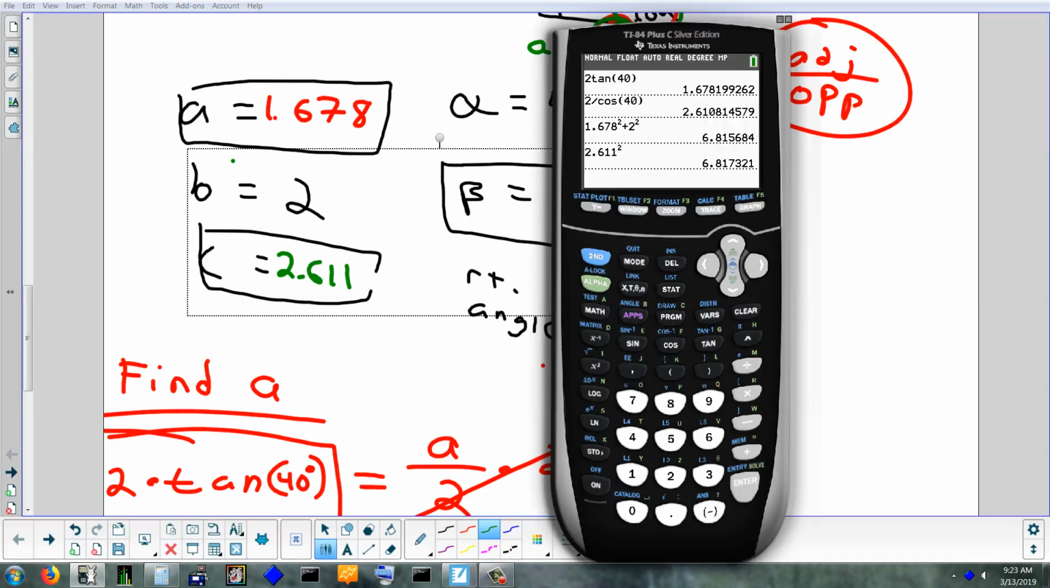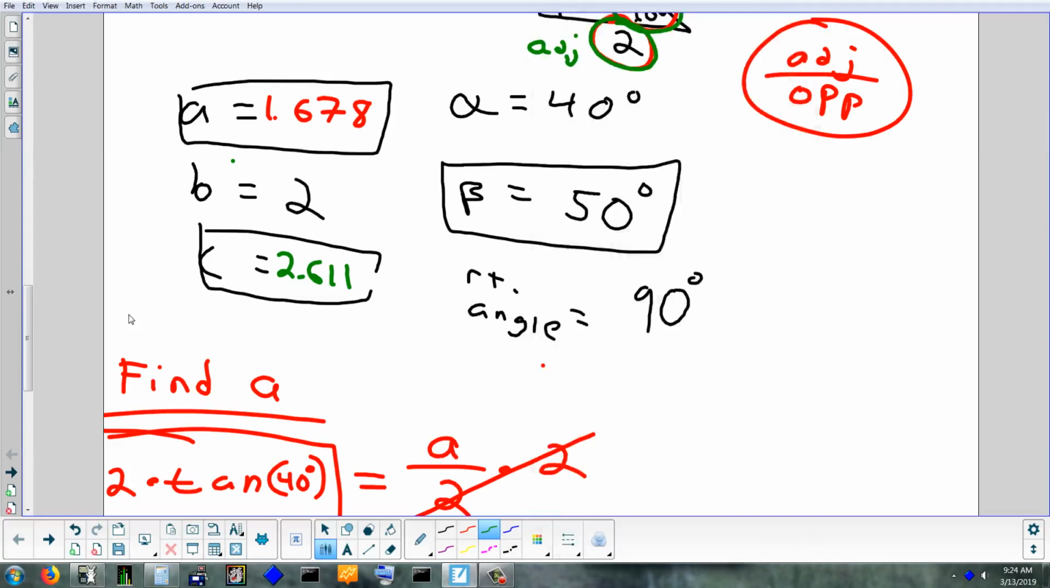So a squared plus b squared added up to 6.816. C squared is 6.817. They're not exactly the same. So does that mean I did something wrong? No. Why not? Because they're rounded. I mean, they're very close. 6.816, 6.817. That's very, very close. So if they come out within 1/1000, that's a good way to check that you did it right. Any questions on that problem?